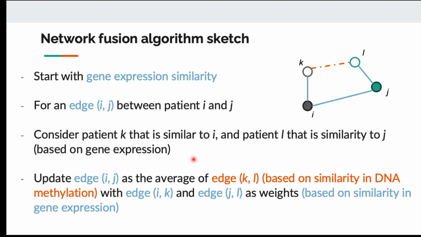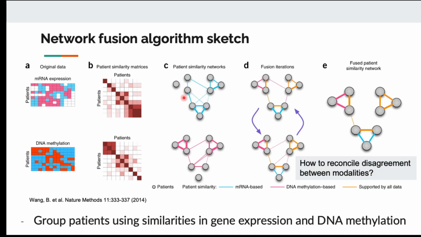So the idea is this. We start with the gene expression similarity network. So we have this blue graph. And we focus on 2 patients, patient I and patient J. We want to make changes between I and J. So if we pick these 2 patients, based on gene expression, they are not similar at all. But based on DNA methylation, they are very similar. So we want to introduce this similarity into this network, into these missing edges somehow. So the idea is this.